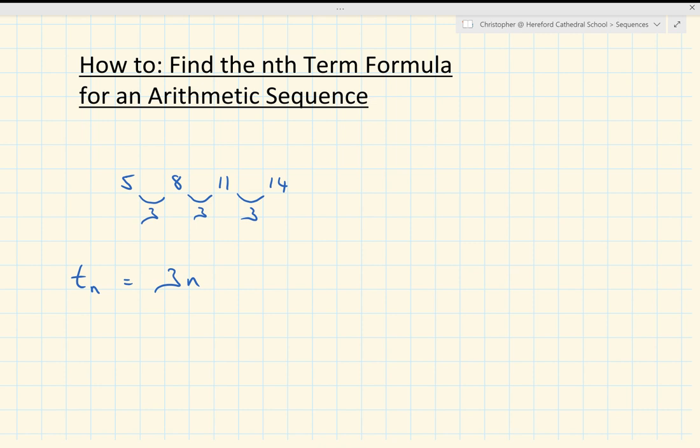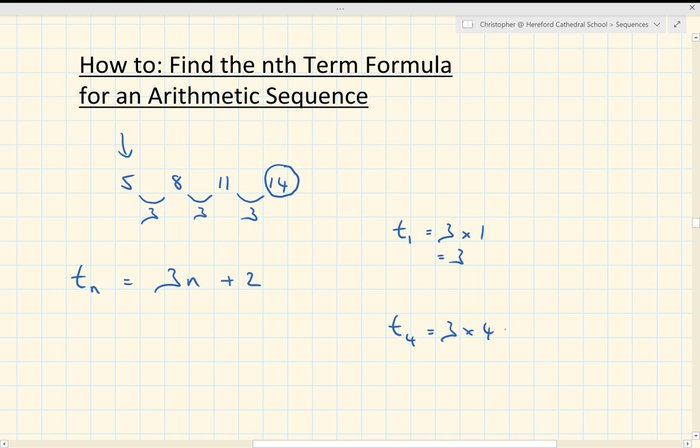3n. Now, if my formula was just 3n, then the first term of my sequence would be 3 times 1, 3. And the first term of my sequence is 5. So I'm going to need to have a correction factor of plus 2. Let's just check that works for the other terms we know. Let's choose this term. That's the fourth term of our sequence. And according to my formula, the fourth term is 3 times 4 plus 2. And according to the question, that should give me an answer of 14, which indeed it does.